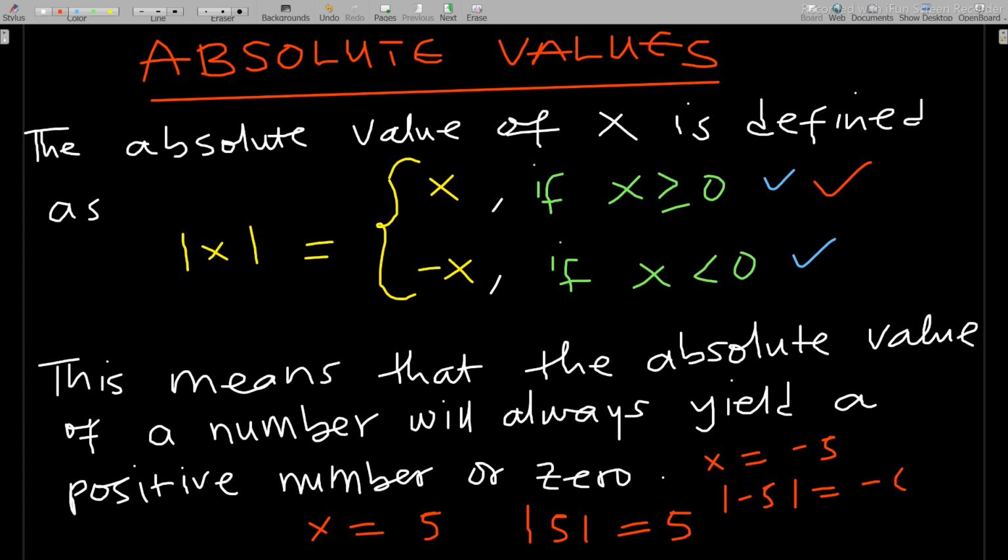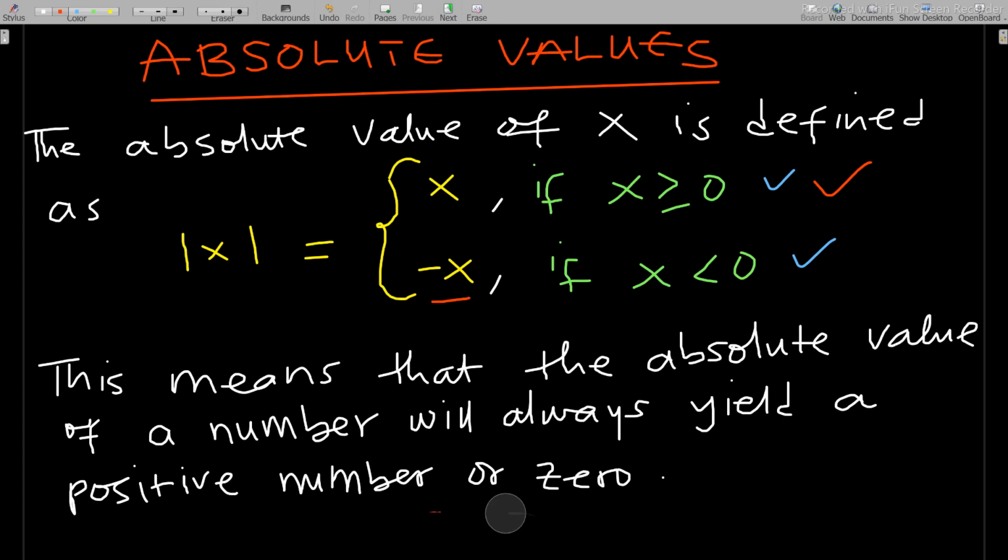to negative of negative 5, which gives positive 5, because we said that the absolute value of x is negative x if x is less than 0. Here x was less than 0, which is negative 5, so the absolute value of negative 5 is negative of negative 5, and that is positive. That is why I said that absolute value will always yield a positive number or 0. I hope this is okay. Let's move ahead and go through some things we should know.